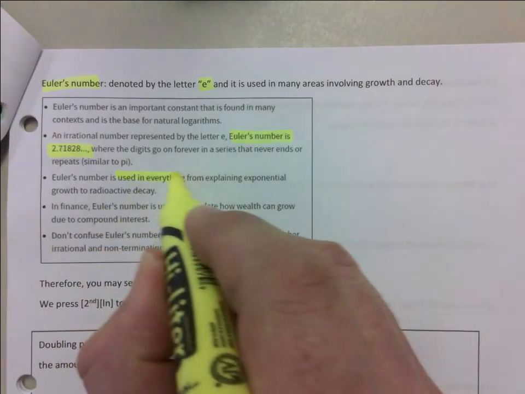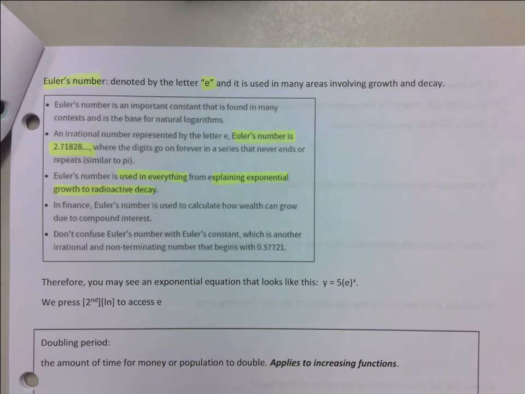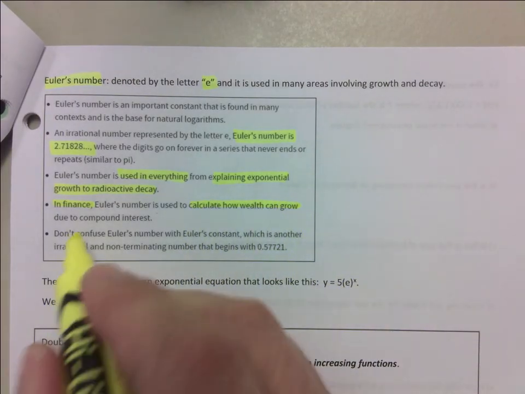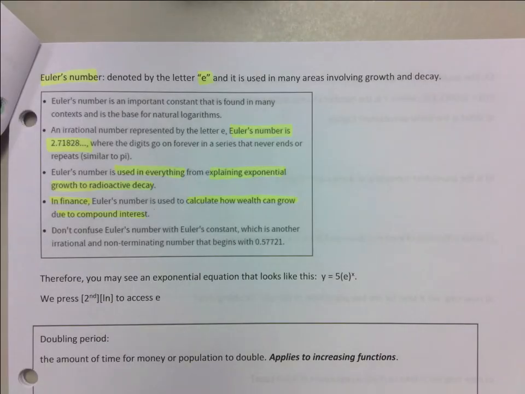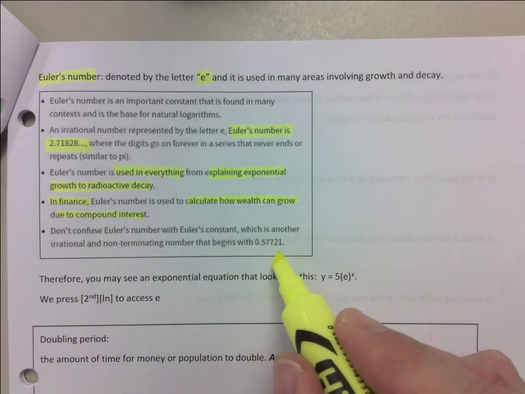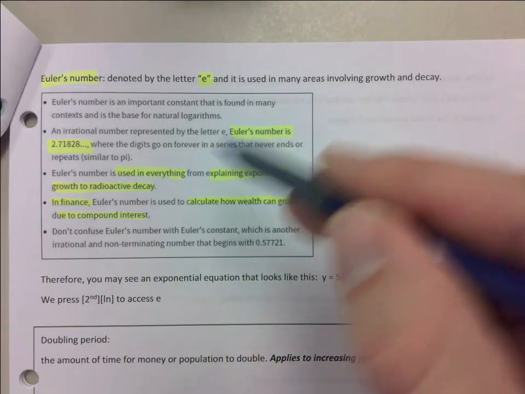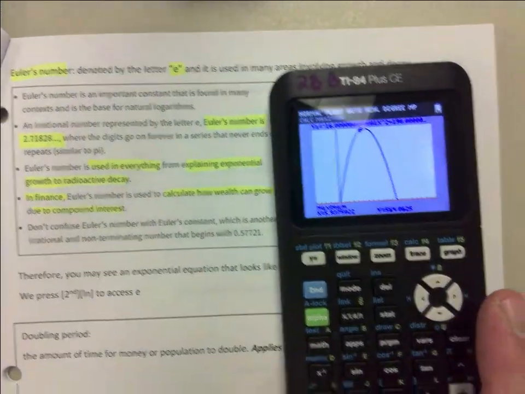It's used in everything, in exponential growth and radioactive decay. It's also used in finance to calculate how much your wealth can grow due to compound interest. But don't confuse Euler's number with Euler's constant, which is 0.57721. The good news is you don't need to remember any of this. I'm just giving you a little intro. Like, what's E, Mr. Dirksen? This is why we use E. And grab your calculators. I'll show you where E is located.